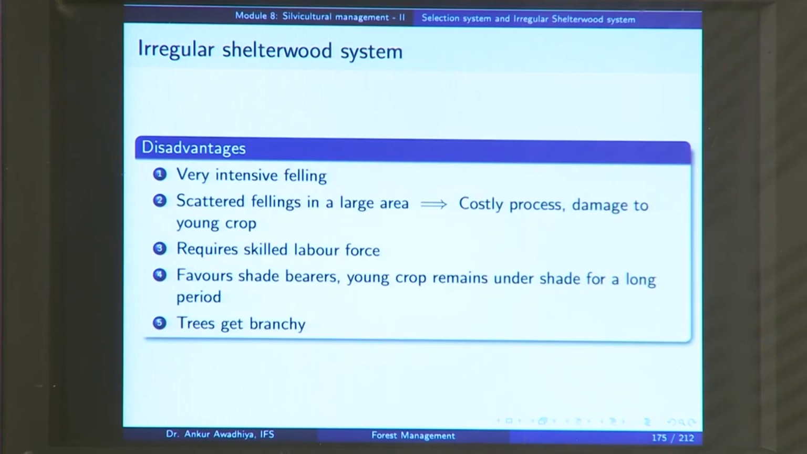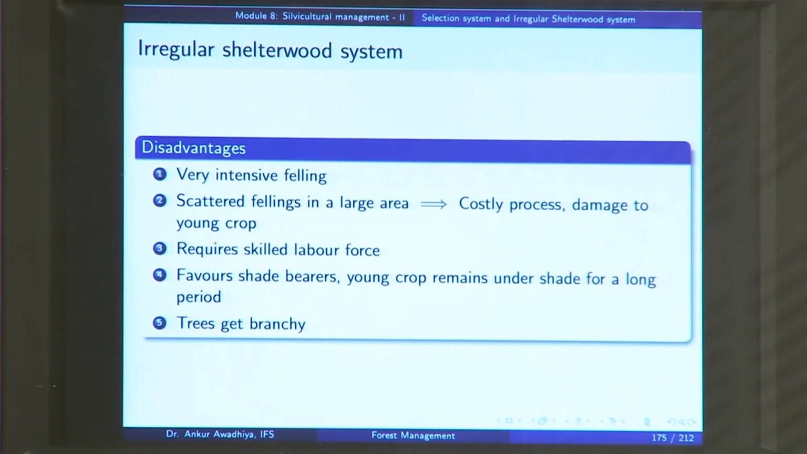However, there are also certain disadvantages. The first disadvantage is that it becomes a very confusing system. It is difficult to train your labor force because now your labor force does not only have to be skilled enough to go to different areas, take GPS coordinates, take the diameter, take the height readings, but also they have to use different prescriptions in different areas.